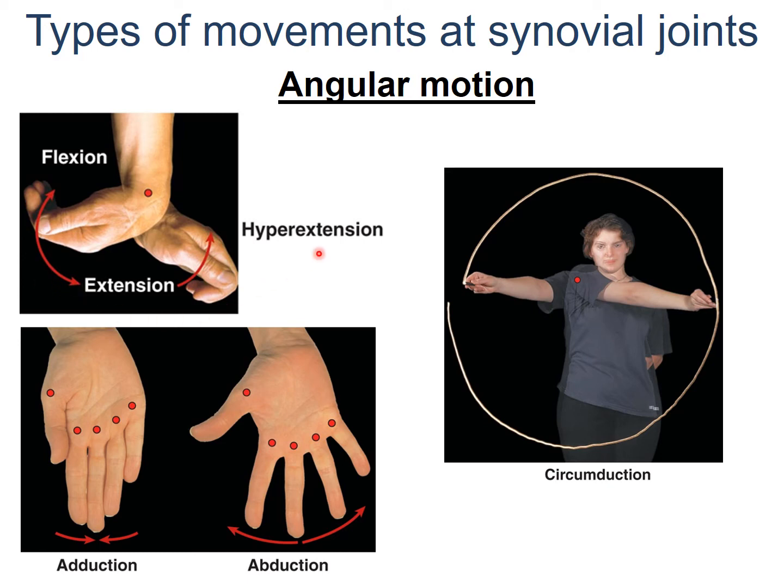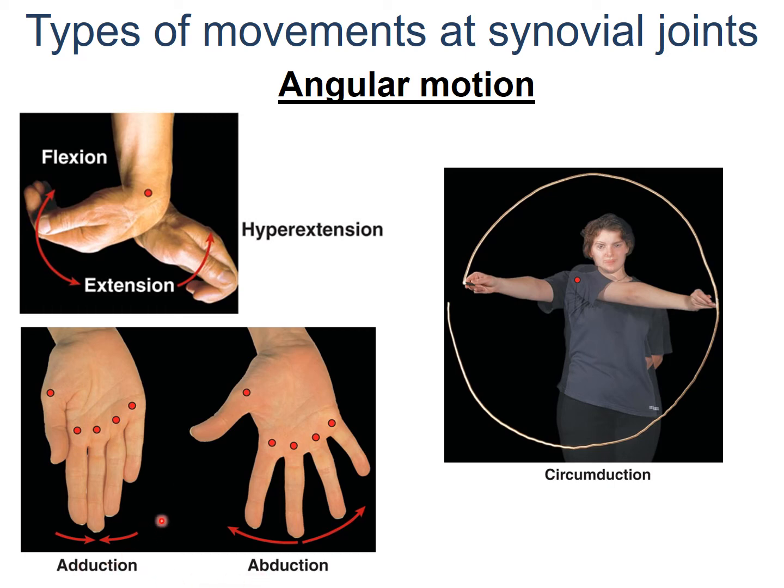A hyperextension means you have increased the angle between two bones to the point where you may potentially do tissue damage. So a hyperextension means you have increased the angle between two bones so much that you risk tissue damage. Adduction and abduction are the exact opposite. They only differ by one letter. There's a B here and a D there.